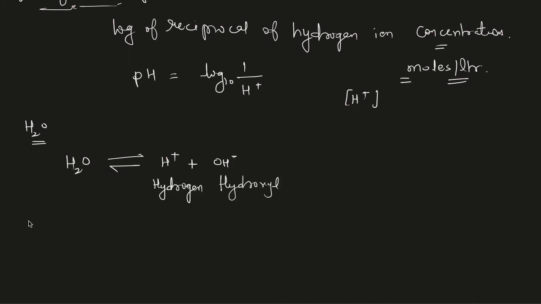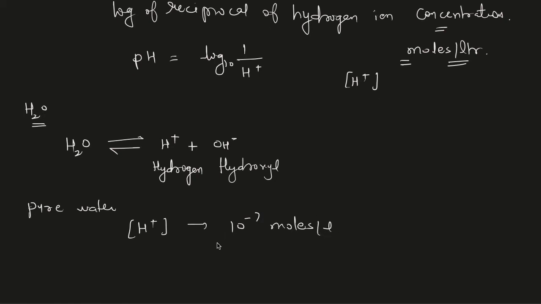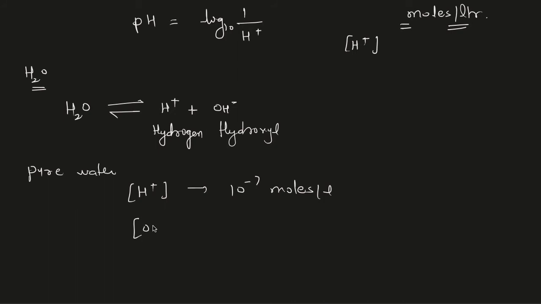So it is seen that if we talk about pure water, that is, there is no other salt or any kind of impurity present in water, in that case the concentration of hydrogen ion is seen as 10 to the power minus 7 moles per liter, and similarly the concentration of hydroxyl ion is also seen as 10 to the power minus 7 moles per liter.